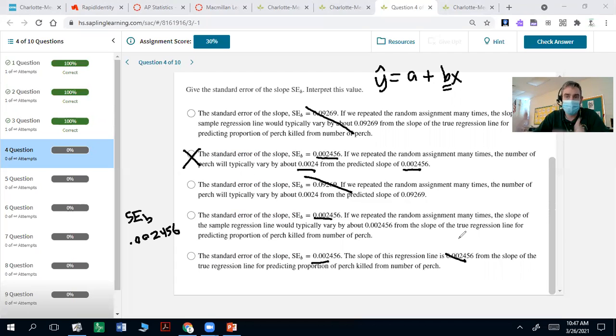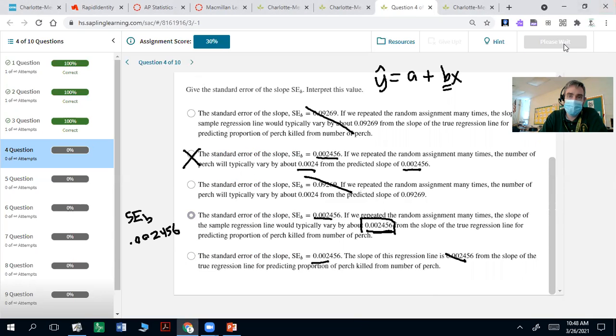It's typically, if we were to repeat this, just like standard deviation, like typically each point is this many units away from the mean, right? In this case, think of the predicted slope as the mean. And if we were to do this sampling many, many times, that slope would vary by whatever the standard deviation or the standard error of that slope is. So the wording, if we repeated this random assignment many times, the slope of the sample regression line would typically vary about this much from the slope of the true regression line for predicting proportion of perch killed from number of perch. So it's all about the wording.